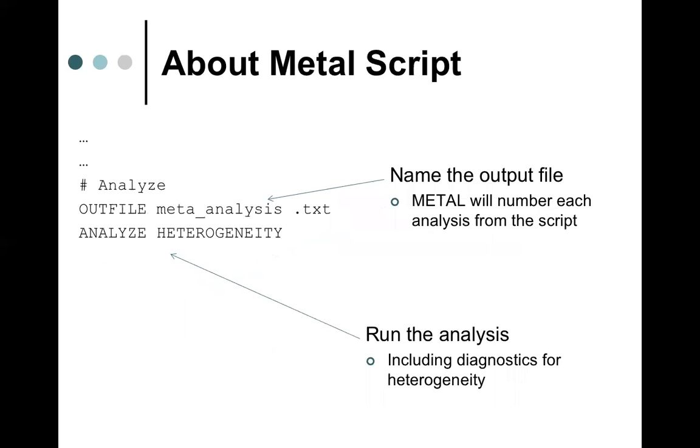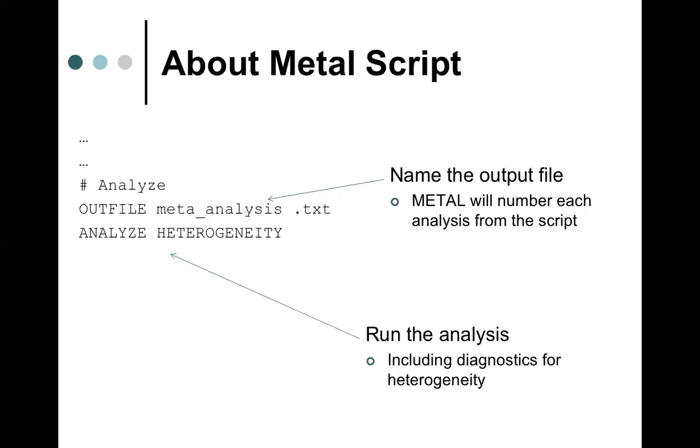And once you've done that for each of your studies, at the end you specify what you want your output file to be, and tell it to go ahead and analyze, and go ahead and add this heterogeneity flag, which will then include, as part of the meta-analysis, the set of diagnostics for potential heterogeneity between the different cohorts.